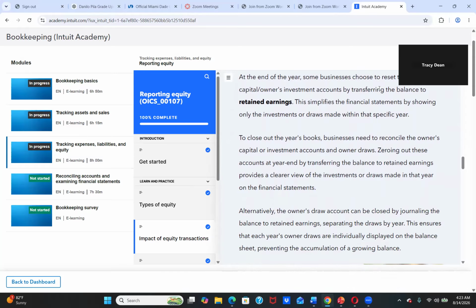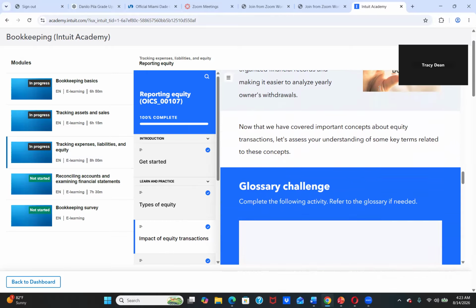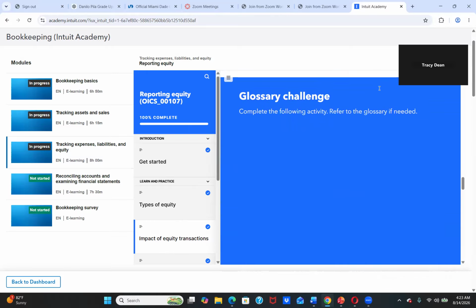So they would reconcile the books for the owner's capital or investment account and owner's draw. And then they transfer the balance of this amount to retained earnings. So that is what we call closing out the book.